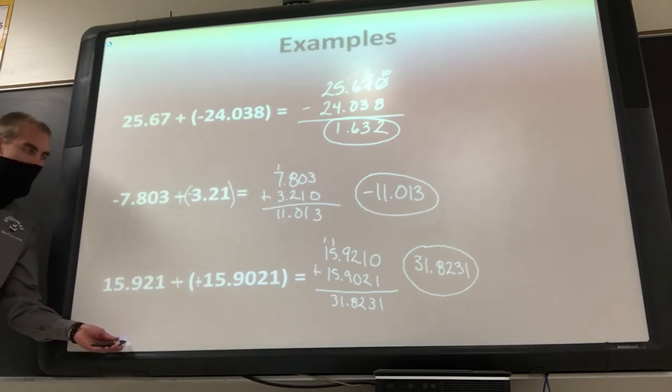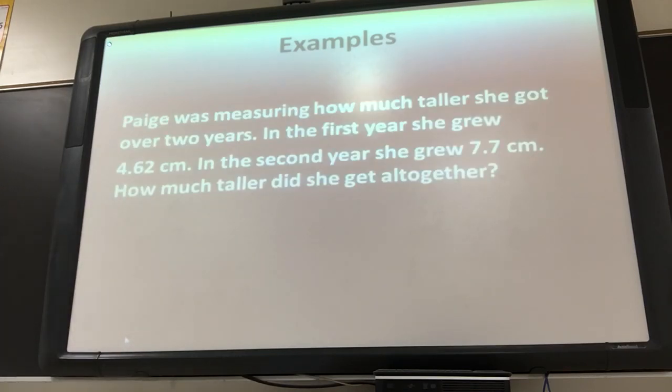Okay, let's look at a word problem here. Paige was measuring how much taller she got over 2 years. The first year she grew 4.62 centimeters. The second year she grew 7.7. How much taller did she get altogether?